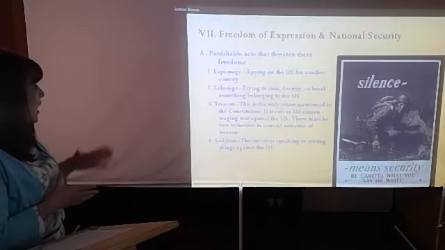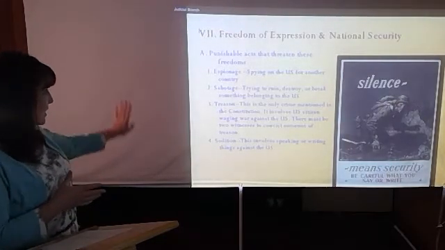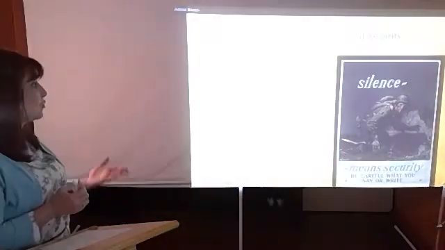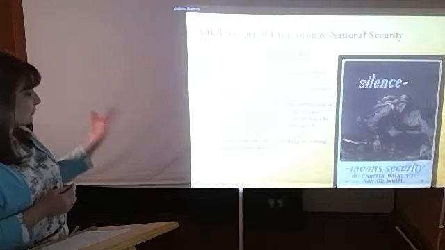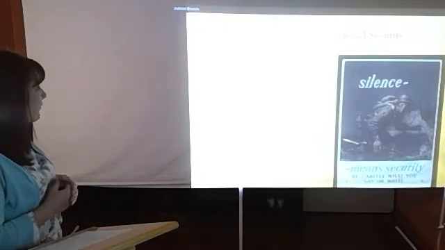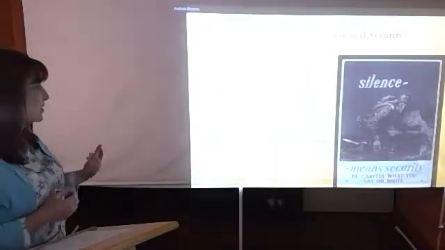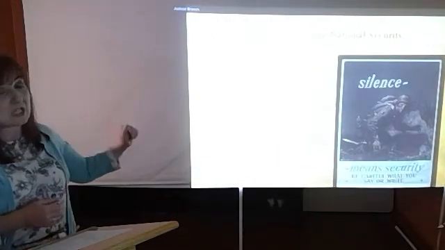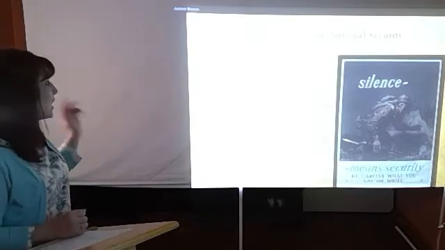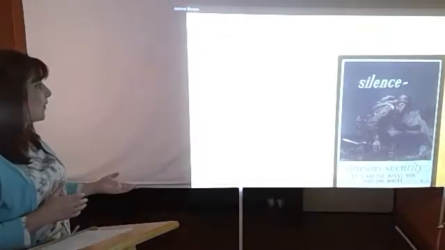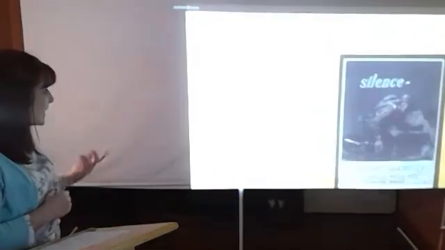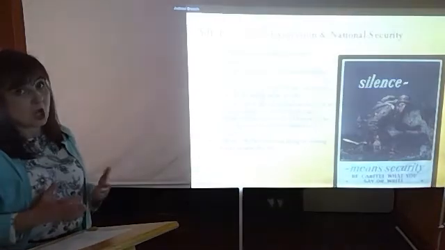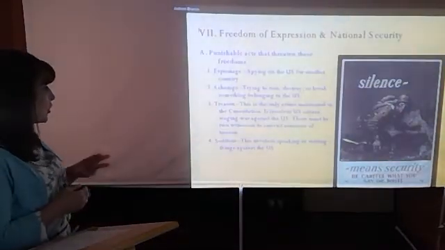First of all, any of the four acts that are listed here are punishable acts because they threaten national security. However, it does limit freedom of expression. So these are four things that limit the freedom of expression, but are punishable acts because they also harm national security. The first one is espionage, which is spying on the U.S. for another country. The second is sabotage, which is trying to ruin, destroy, or break something that belongs to the U.S. The third is treason.